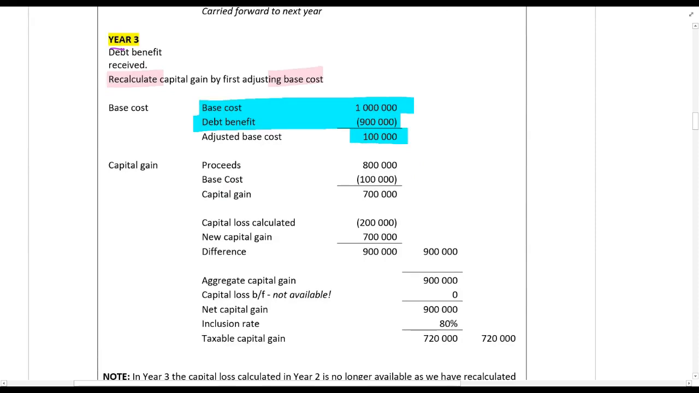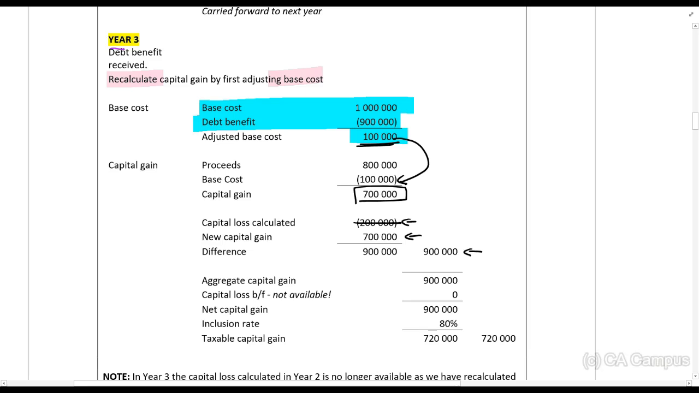Oh, sorry, 100,000. Right, 100,000, which is this amount over here. This gives me a new capital gain. So I'm saying the total capital gain is 700,000 rands. In the previous tax year, I had a capital loss of 200,000. So I have to pay in 900,000 rands this year to correct it.